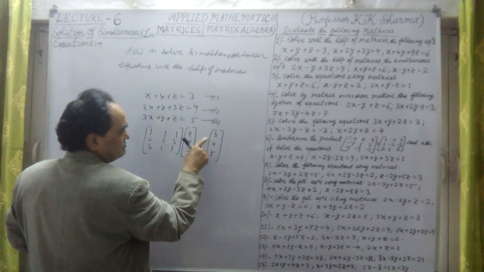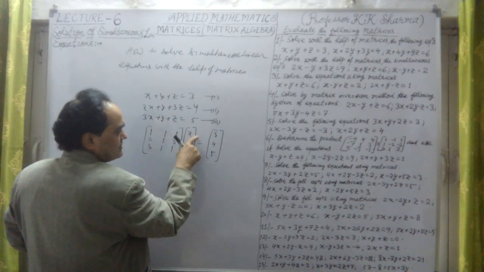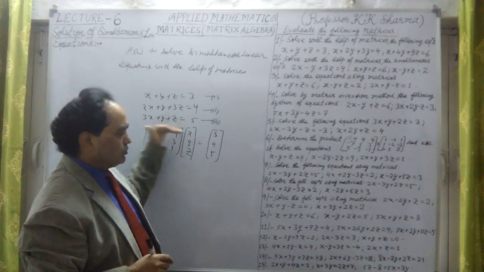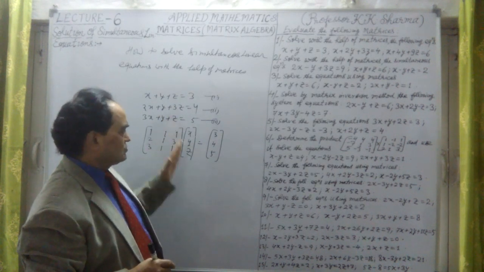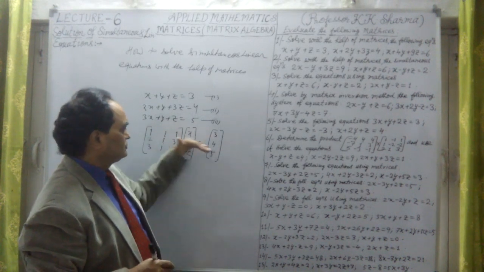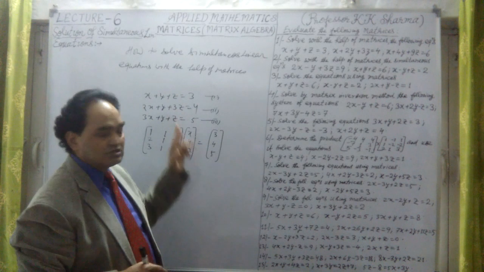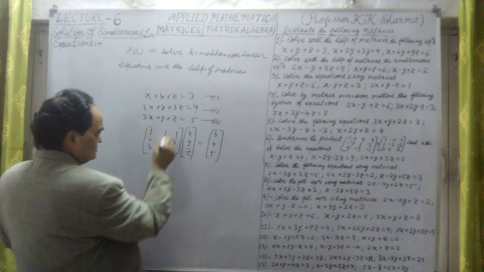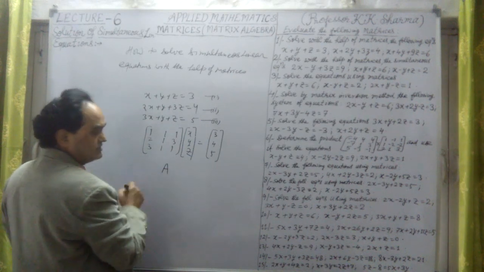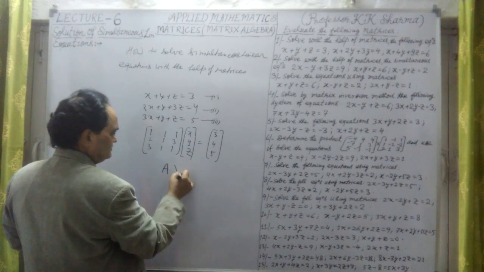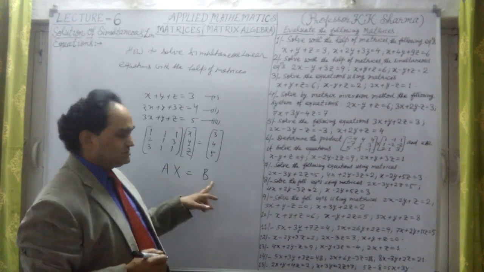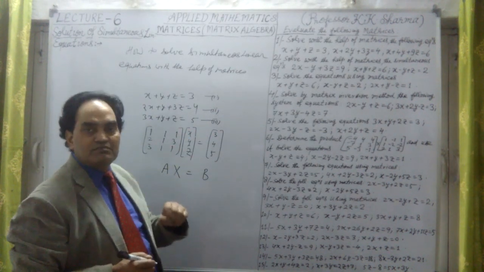So we can equate them: the first value is equal to 3, this equation equal to 4, this equation equal to 5. The equations are obtained in column matrix form, and this whole system we have written in this form. Now let me take this matrix of elements as A, this capital X, and this equal to B. This column matrix is B. In short form we write them like this.